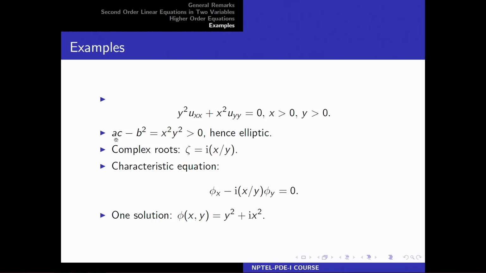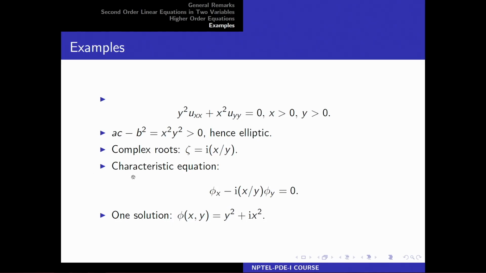In this case we have ac minus b square equal to x square y square, and in this domain we see this is positive and hence elliptic. Okay. So, this is the tricky part we have to deal with. The complex roots here are very easy to find out. I should write plus or minus I because they appear in complex conjugates. So, this is zeta equal to I x by y, and another one is zeta bar equal to minus I x by y.